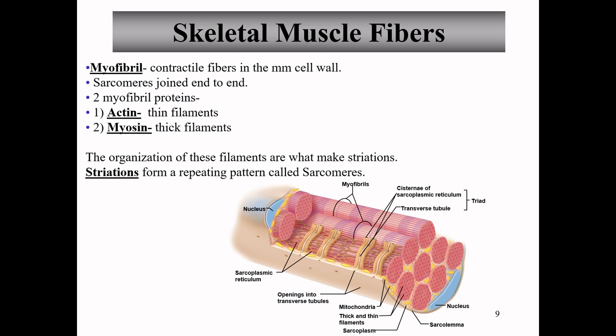We've got our myofibril proteins, contractile fibers in the muscle cell walls. Actin, we said, was a thin one. Myosin is a thick one. I always just rhyme thin, actin, so then I know that's the thin one, so myosin has to be the thick one. And it's the organization of these filaments that give us the striations. And striations form a repeating pattern we call a sarcomere.